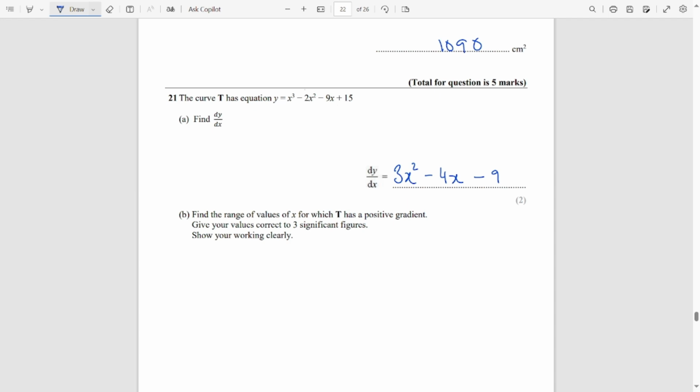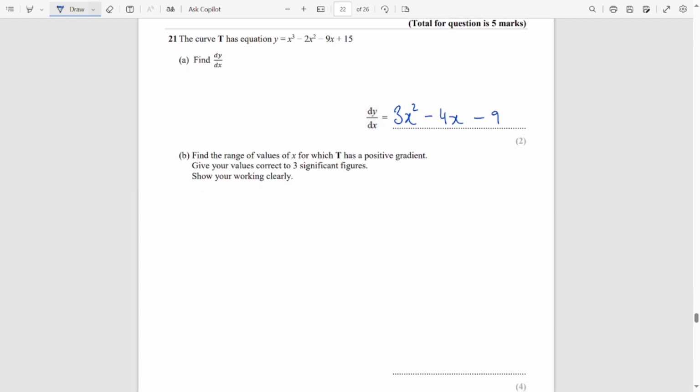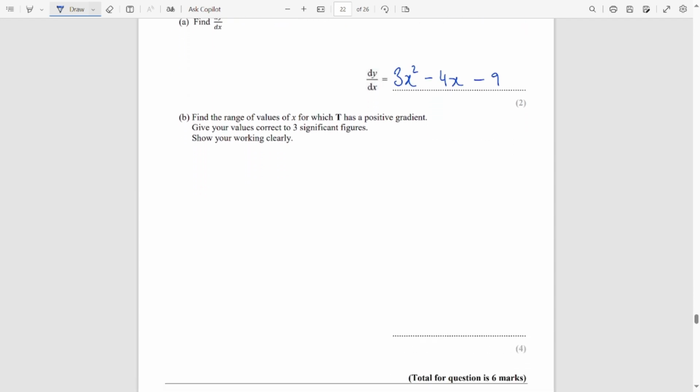Okay, going on to part B, find the range of values of x for which t has a positive gradient. Gradient. This thing here, dy by dx, is the gradient function. So if they said, what is the gradient when x is 1, you would just put 1 into this function to work out the gradient. If they told you the gradient is 2, what is x? You would set the whole thing equal to 2 and solve for x. In our case, we want the gradient to be positive.